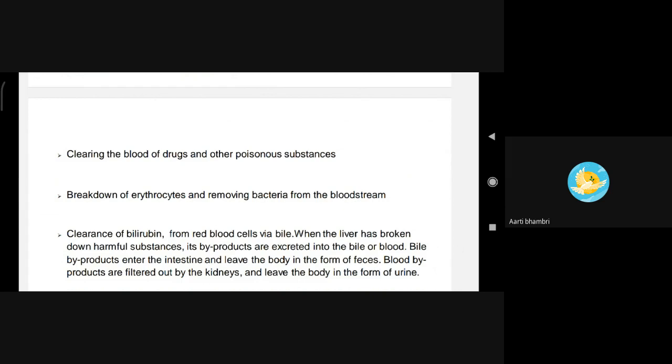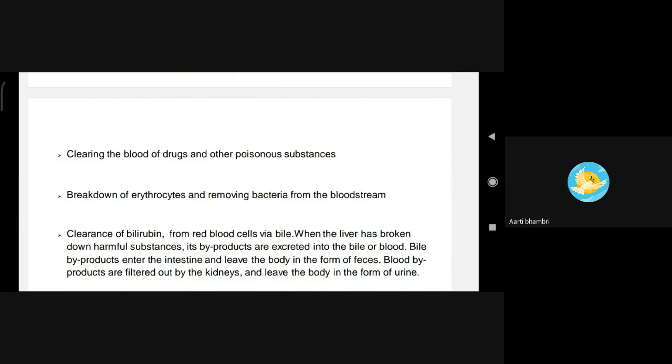And next is clearance of bilirubin from red blood cells via bile. This is a long process, or a deep process, how bilirubin is secreted and how it is cleared. All these processes are also done by the liver too. Bilirubin makes our urine yellow, and bilirubin makes our feces or stool yellow.